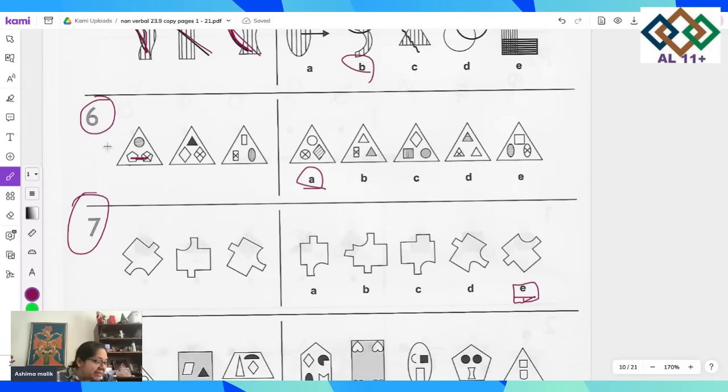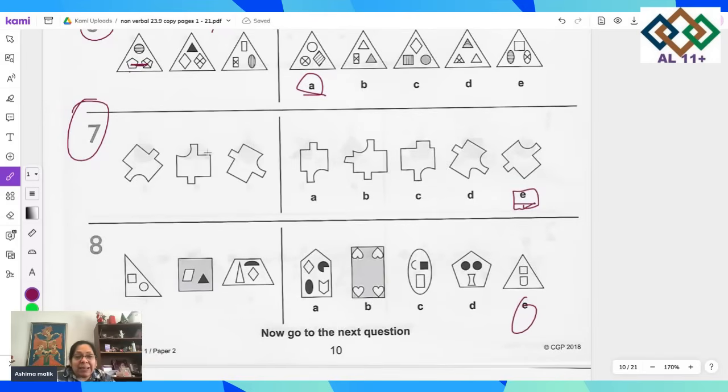So look at number 6, what's happening? They are saying that all figures must have two small white shapes that are the same and a third small shape that is different. One of the two shapes that are the same must have a cross inside it, a cross like this one. If you look at that, that's why the answer is A.